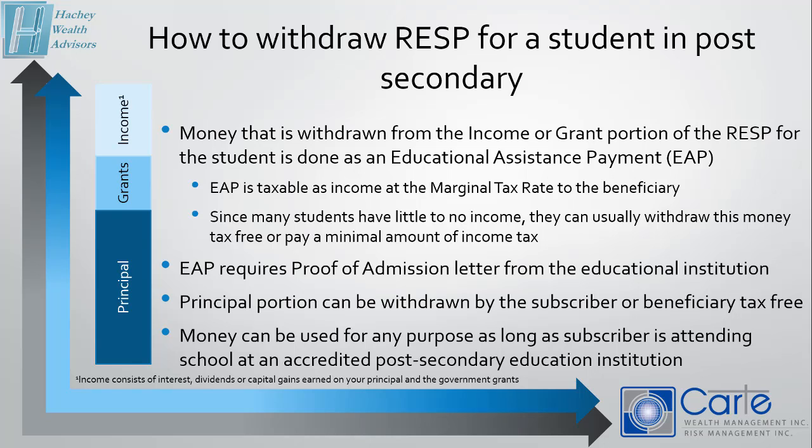In order to make an EAP, you must have proof of admission letter from the education institute where your child is studying. And the EAP can be used for any purpose, whether tuition, rent, or any other expenses. No receipts need to be submitted to the government to justify or verify what the EAP was used for.